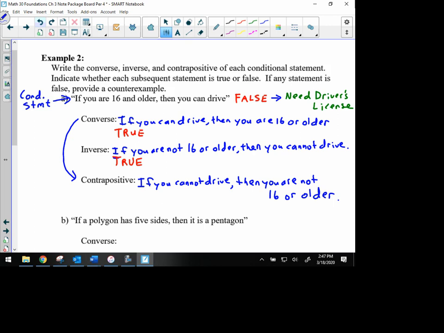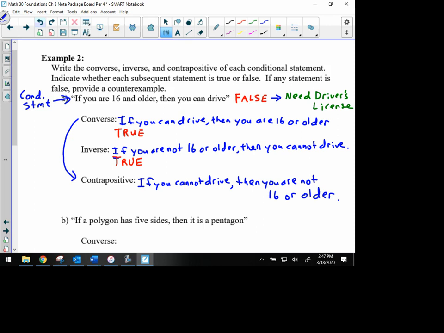We think about whether or not that's true or false. Well, if you cannot drive, so think about somebody who cannot drive right now. It could be, in my case, my grandma, right? She cannot drive because she doesn't have her driver's license, but she is 16 or older. So it doesn't automatically mean that you're not 16. Again, there's that driver's license component to it.